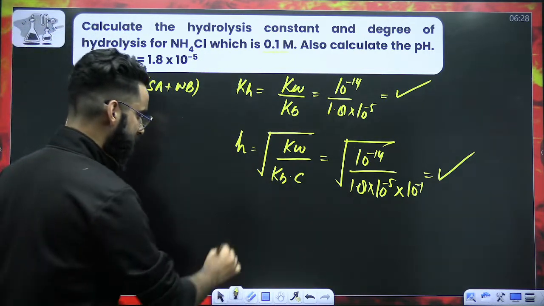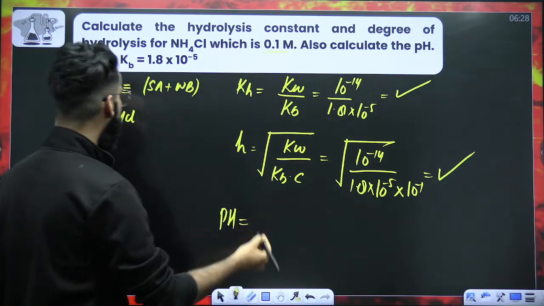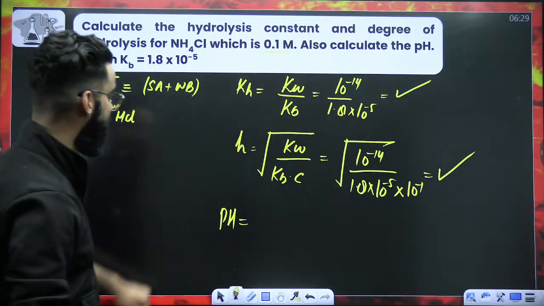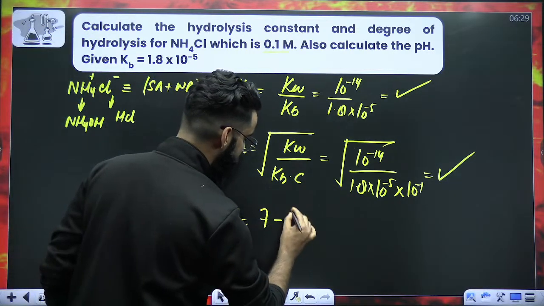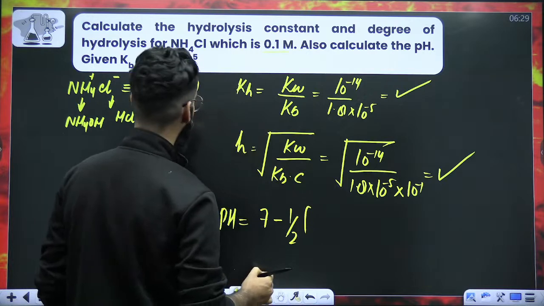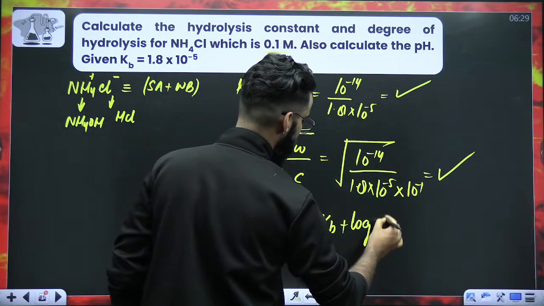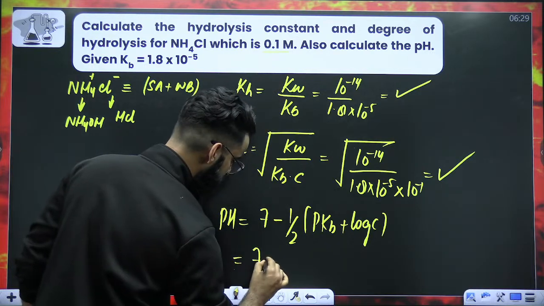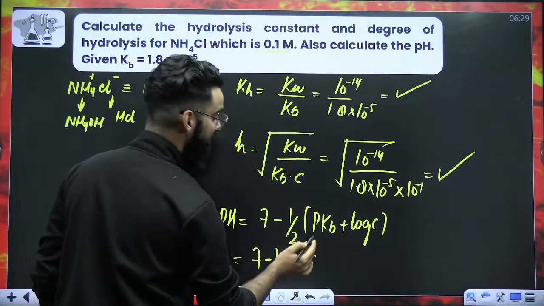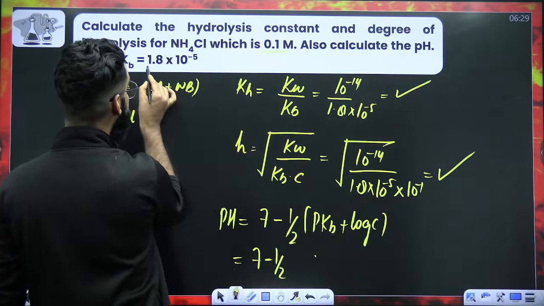The last part of the question is pH. How do you get the pH? Since it's strong acid and weak base, pH has to be 7 minus half of pKb plus log of C. Now use the values. 7 minus half of pKb. p stands for minus log. Minus log of this value.